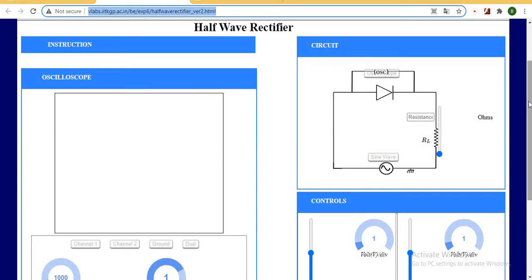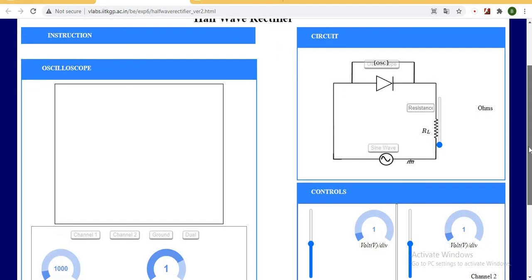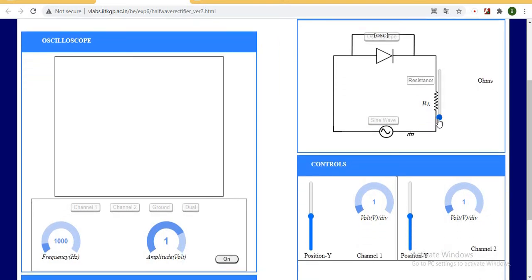So you can see the half wave rectifier will have a diode, a resistor and an input supply. We have to configure what is the input supply, what is the resistance, and what is the frequency of the supply. So first we will set up the resistor. I will set up a 200 ohms resistor. Then I will set up a frequency of higher value, 5000 Hz, since 50 Hz is not available in this circuit. And the amplitude I will give as 1 volt. And I am turning on the circuit.